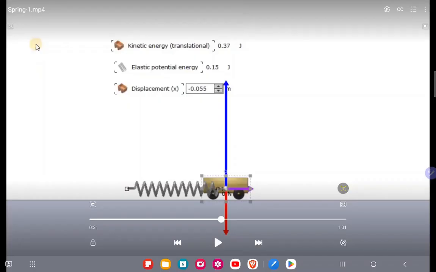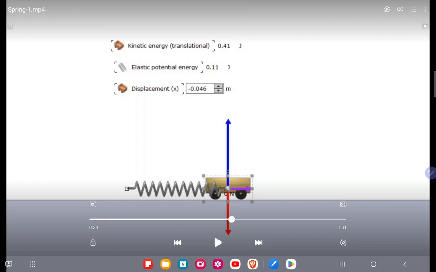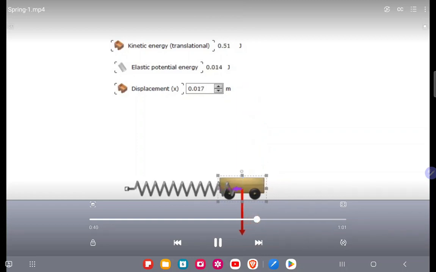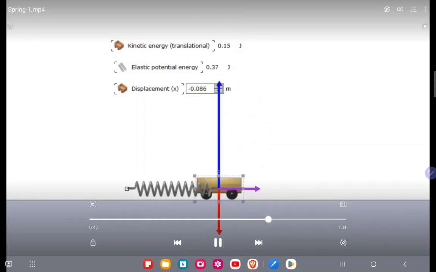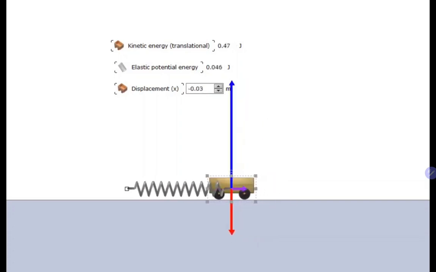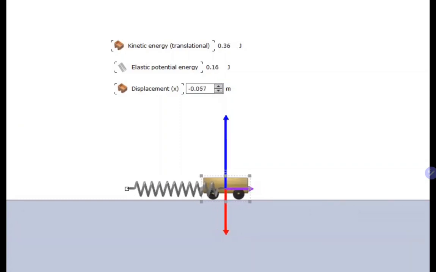In this model here, a cart is connected to a spring and is given an initial velocity. As we can see here, the kinetic energy of the cart starts to decrease until it reaches the maximum elongation of the spring. Then it becomes almost zero. Then it moves a little bit and starts to increase until it reaches the relaxed position. Then the kinetic energy starts to decrease until it reaches maximum compression, and so on.